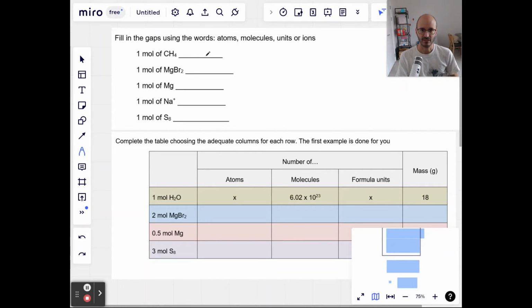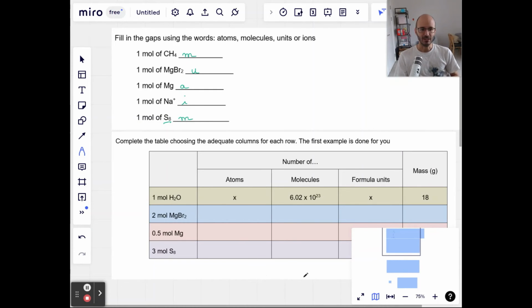So now this is your time to practice. You have some gaps to fill in with these terms: atoms, molecules, units, or ions. Have a think about it, maybe pause the video. Let's go through your answers. CH4 is a covalent compound, therefore CH4 molecules. MgBr2 is ionic, so units. Mg is a metal, so it's magnesium atoms. Na+ is an ion. S8 is 8 atoms, which are non-metals, sulfur, covalently bonded, therefore S8 is a molecule.